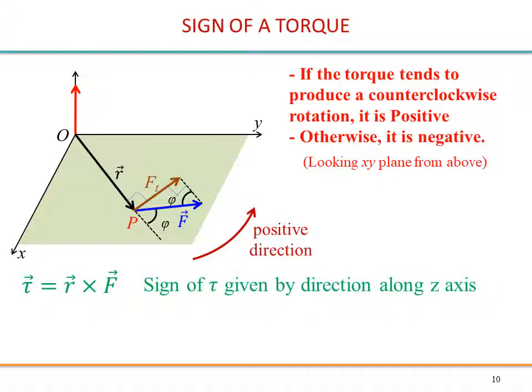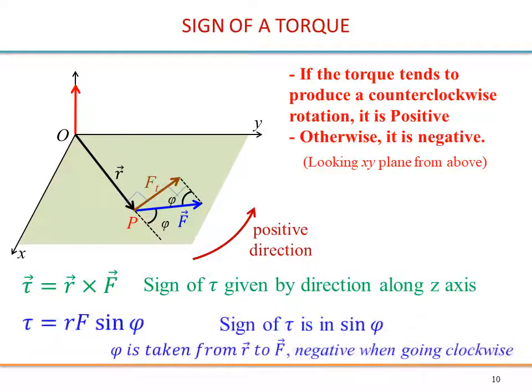Okay, so if you have a nice system of axes x, y, z, then you can calculate your tau using R cross product with F, and the sign of tau is given by the direction of the axis. Because the tau will be along that axis, so you will have the sign automatically coming from the calculation of this.